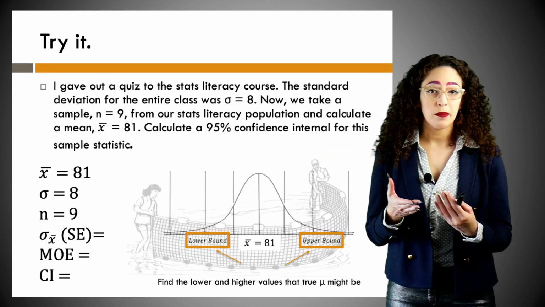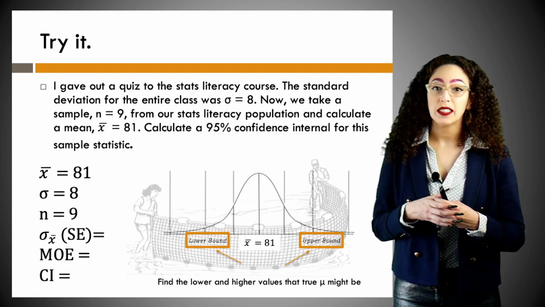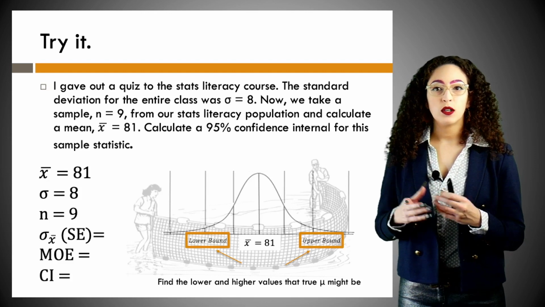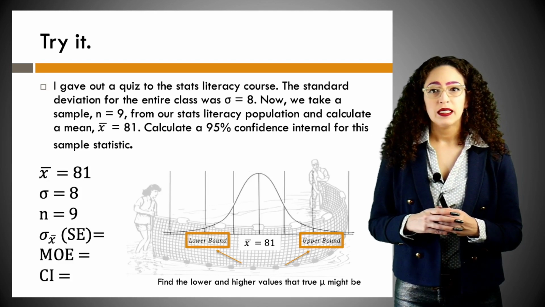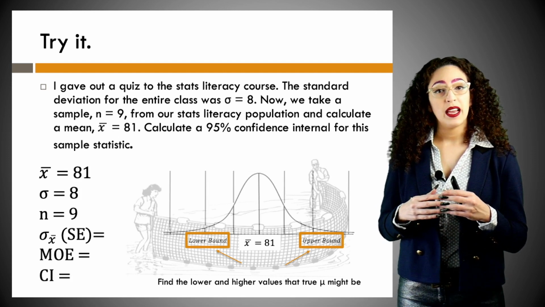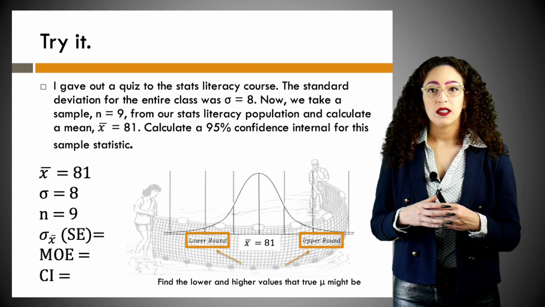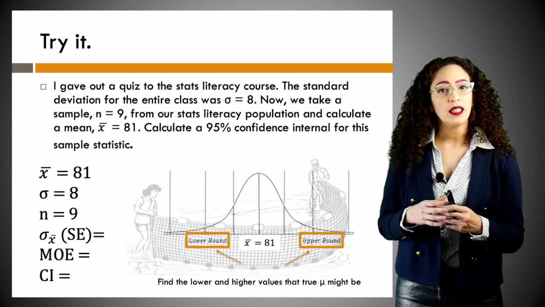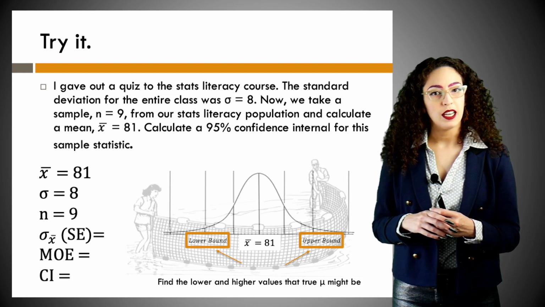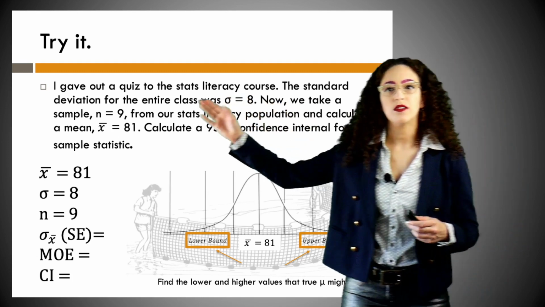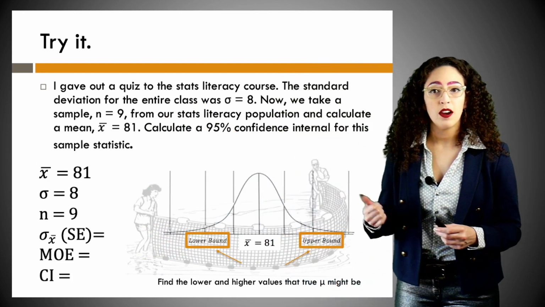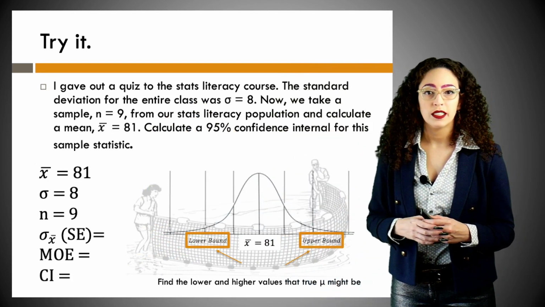So let's see an example of how using a net is more effective than using just one single fishing rod. Let's say I gave out a quiz to my stats literacy course. The standard deviation for the entire class was 8, and now we take a sample of n equals 9 from our statistical literacy population, and we calculate a mean of 81. Calculate a 95% confidence interval. So here is all of our information and the things that we need to solve for, such as the standard error, the margin of error, and of course our confidence interval.